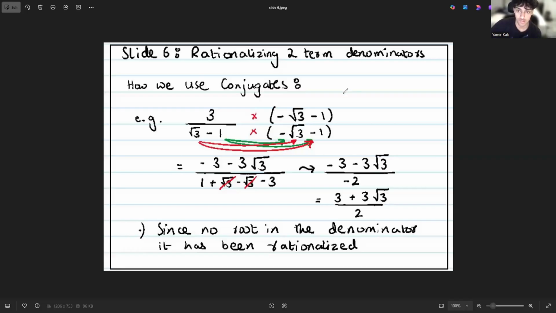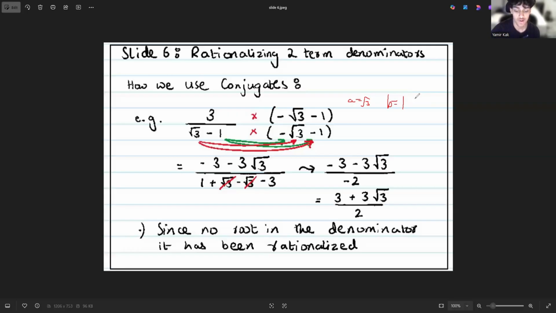And in our case, a equals root 3, and b equals 1. So when we do that, we get radical 3 squared minus 1 squared. And what's radical 3 squared? That's just 3. And 1 squared is 1, so 3 minus 1 is 2. So now the square root is gone from our denominator, and we only have a single term.